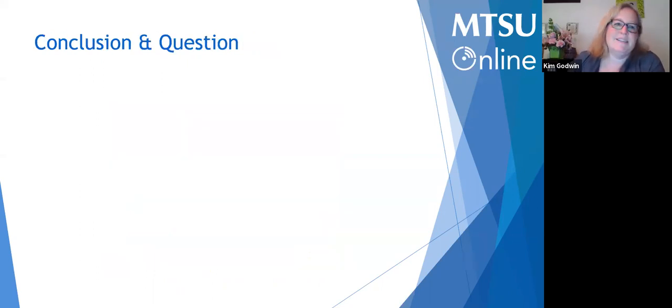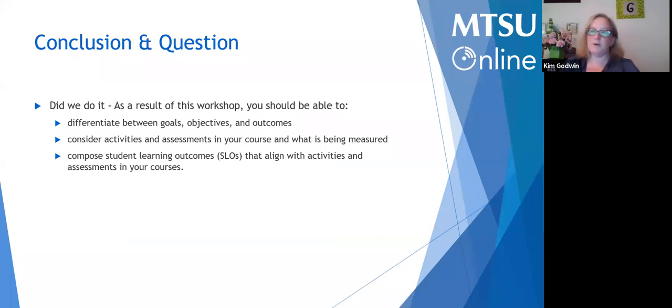So there it is. So conclusion and questions. Did we do it? The student learning outcomes for this activity were: differentiate between goals, objectives, and outcomes; consider activities and assessments in your course and what is being measured; and then compose student learning outcomes that align with activities and assessments in your course. So I think we did all those things.